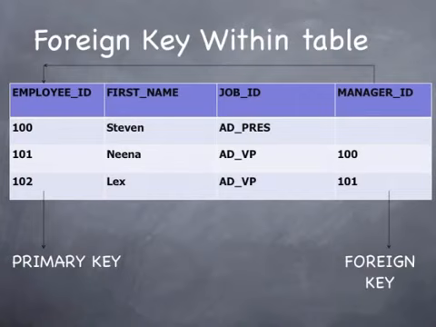Now the values taken by the manager ID column must be existing values in the employee ID column of this table because a manager is always an employee. Here the manager ID column is referencing the employee ID values and is therefore the foreign key column within the table.